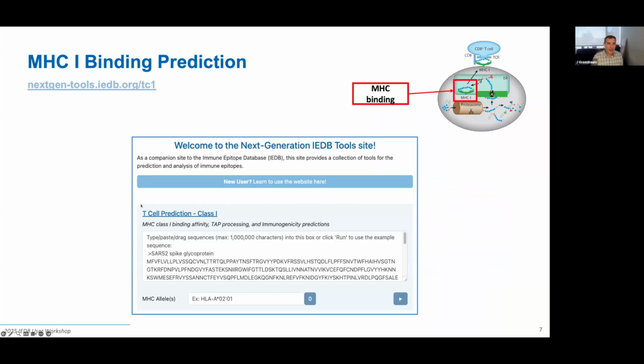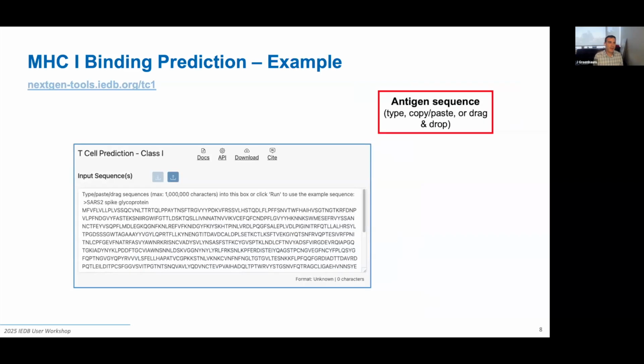Now if we back up to MHC binding prediction, which again is this part of the pathway, on our NextGen tool site you would get there by going to this URL, nextgentools.iedb.org/tc1. What I'm showing here is the homepage of the site. So the TC1 link can be accessed through here or by hitting this play button. If you go from the play button, you'll end up populating the form with example data, and you'll have a prediction running once you get to the next page.